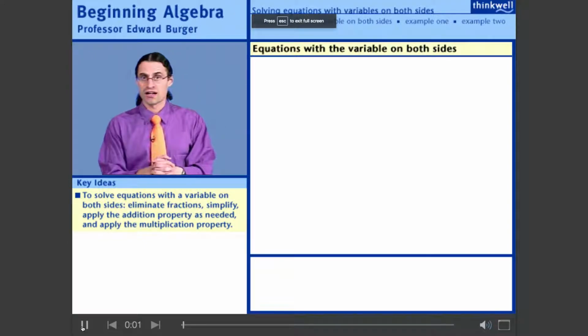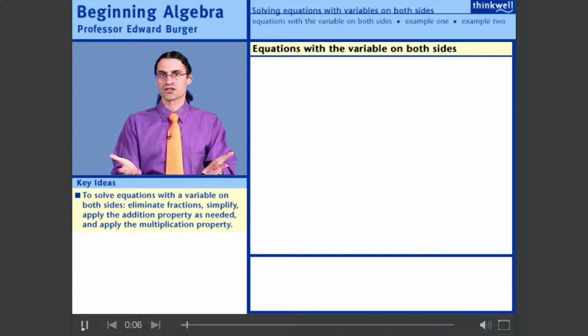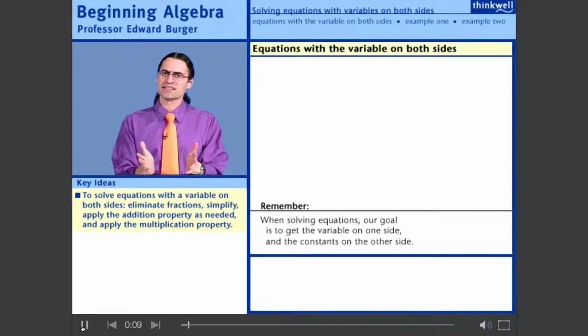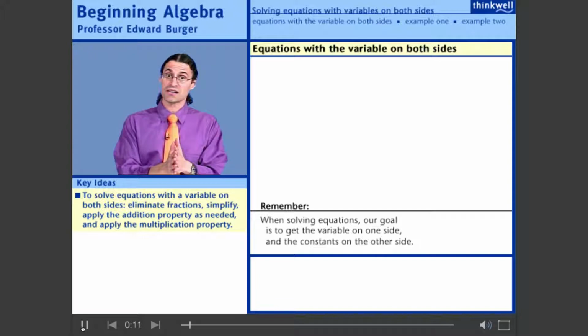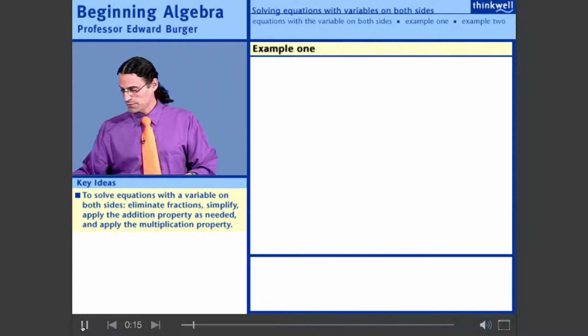A lot of times in our algebraic careers, we're going to see the variable appearing on both sides of an equation. What do we do there? Well, the exact same process as we did before. Isolate the unknown to one side and bring all the constants over to the other. Let's take a look at a couple of examples together.